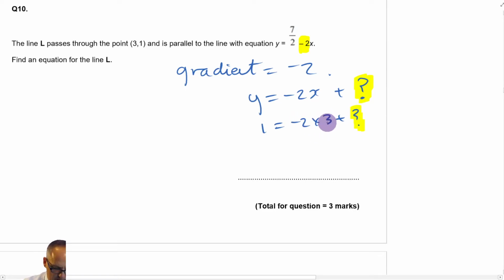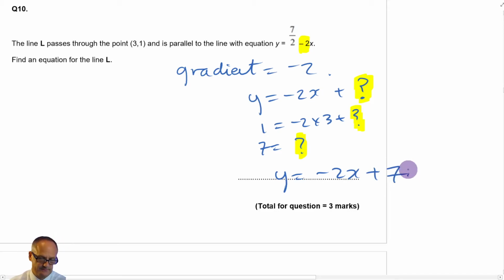So minus 2 times 3 is minus 6. Add that to both sides, we get 7 will equal my something. So the equation for my line is going to be y equals minus 2x plus 7.